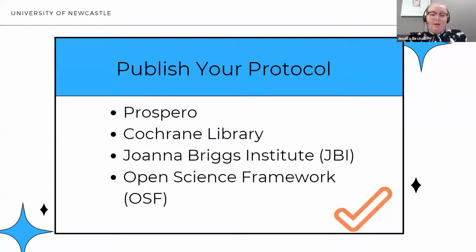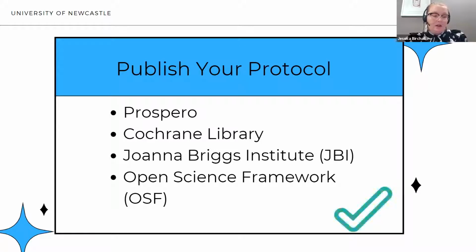Now, you can publish your protocol. So some journals do, some don't. If you're interested, you need to check the journals in your field. There are other databases that specialise in reviews and protocols. These same names are being mentioned again and again. So Prospero, Cochrane, JBI publish protocols and systematic reviews.